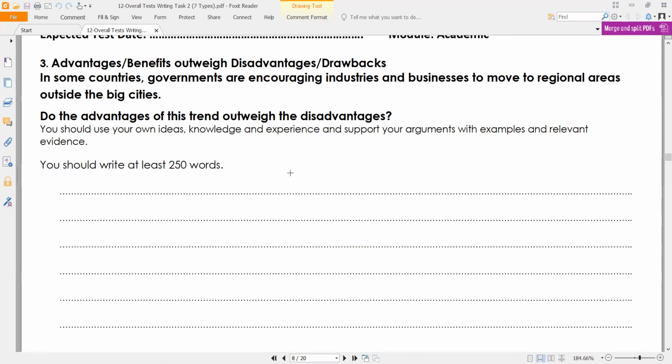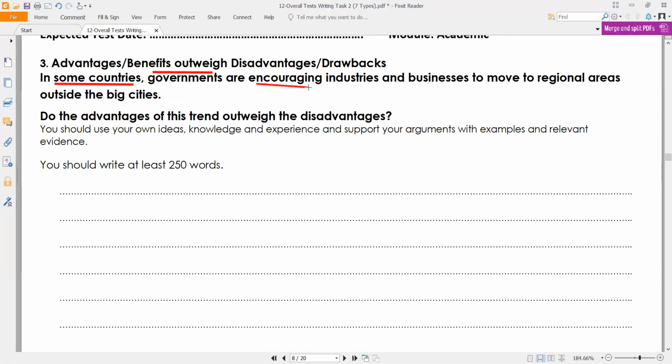In some countries, governments are encouraging industries and businesses to move to regional areas outside the big cities. So this is what my statement is. And what I'll do is I'll have a look at the keywords that I have here and I'll underline them. In some countries, that's the key word here, not everywhere, some countries. And it's not people themselves, it's the governments there.